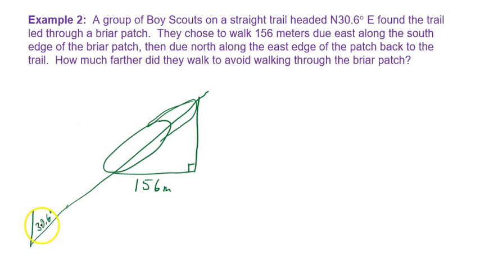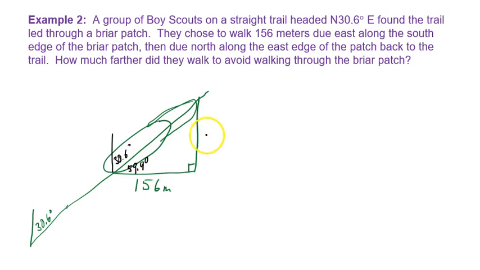This 30.6 degree angle that they were walking at can also translate up here to 30.6. Now again, that's outside of the triangle I need, so I'm going to make it add up to 90 to get the missing angle. So this one here would be 59.4, 59.4 inside of the triangle.